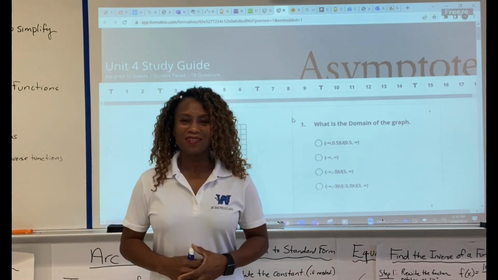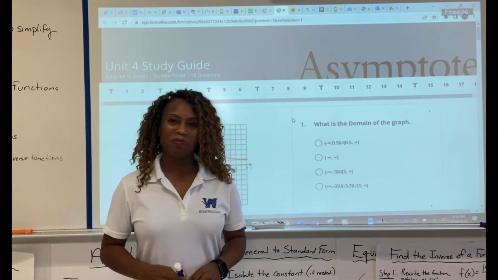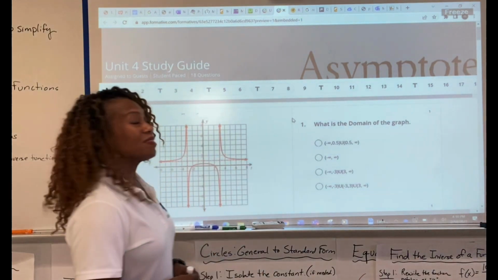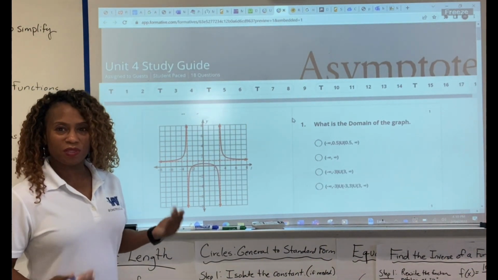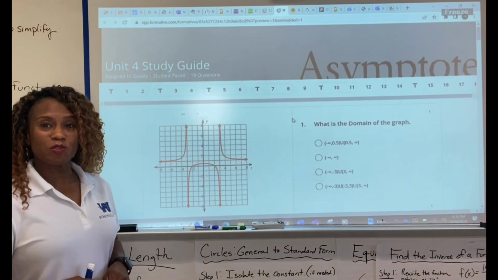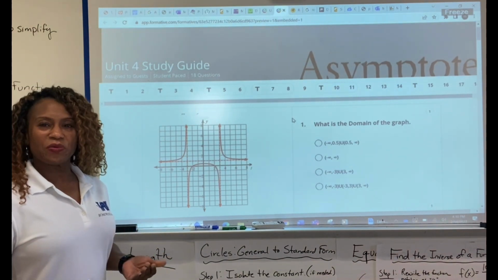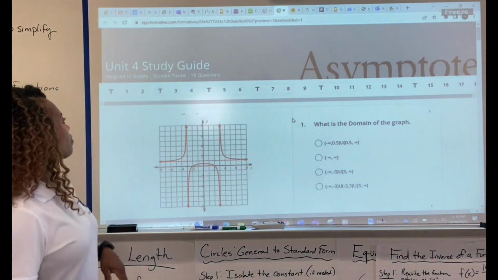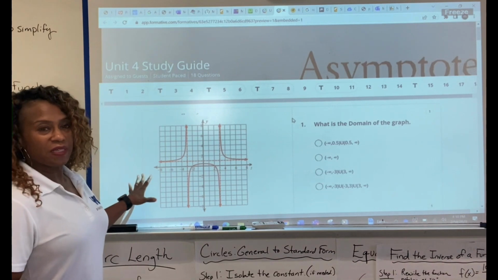So we're going to take a look at the Unit 4 study guide so we can prepare for our test that's coming up in a couple of days. Let's take a look at number 1, and keep in mind that your study guide is in GoFormative, so it's online, and it is open until the actual day of the test. So you'll be able to go back in and look at the problems, make corrections, make changes if you need to.